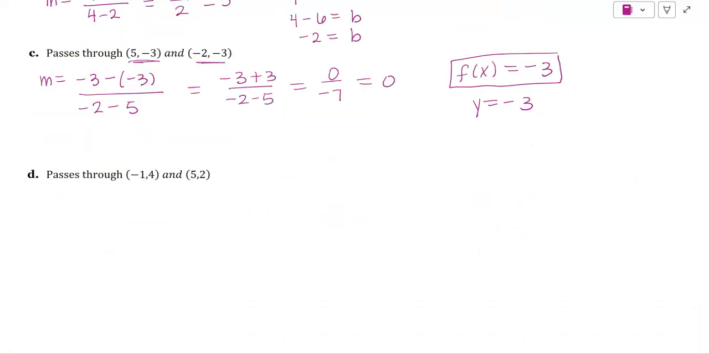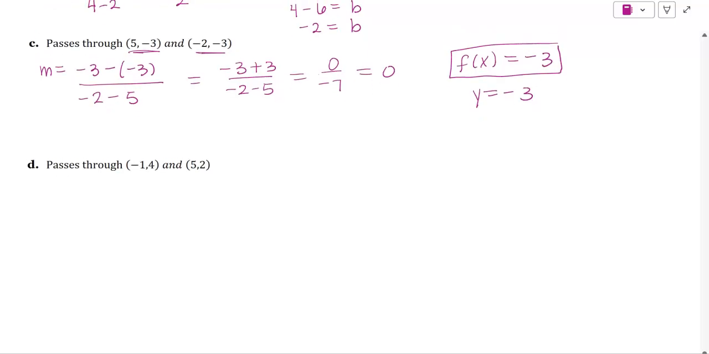All right, for the last example, let's find the slope between these 2 points. Let's see, 2 minus 4 over 5 minus negative 1. So that's negative 2 over 5 plus 1, which is 6, or negative 1/3.